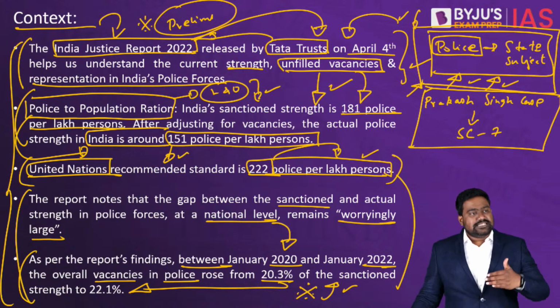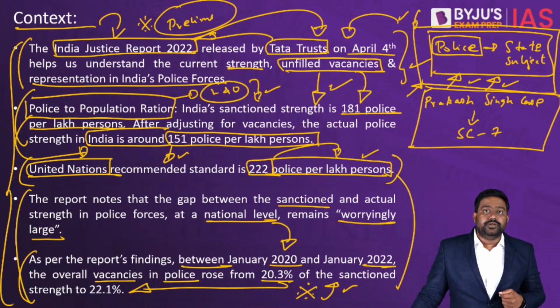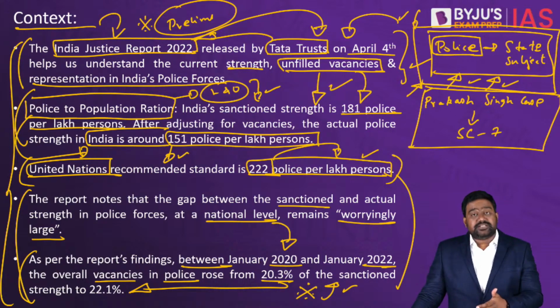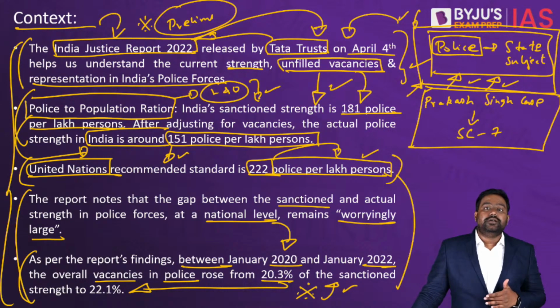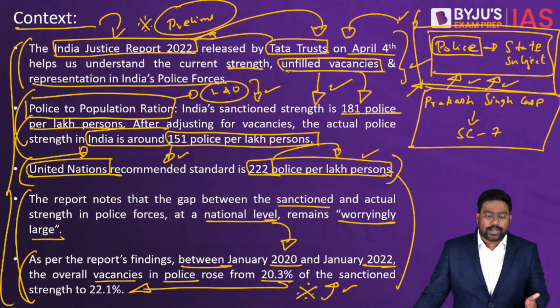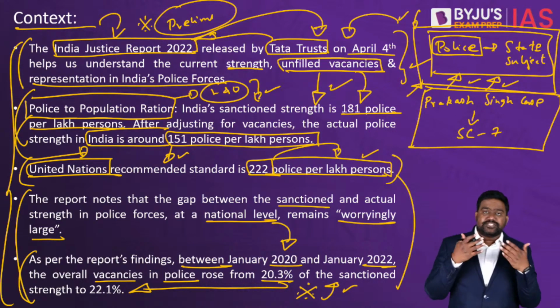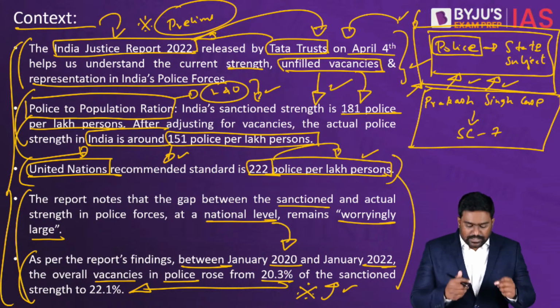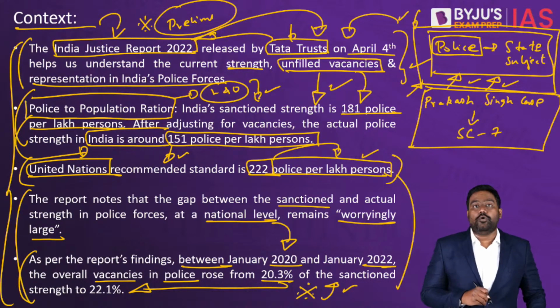The unfilled vacancies have gone up compared to the sanctioned strength. See, first of all, our sanctioned strength is much below the global standards. And within that, we have a lot of unfilled vacancies. That is why our police to population ratio is extremely low. This is an important finding brought out by the report.